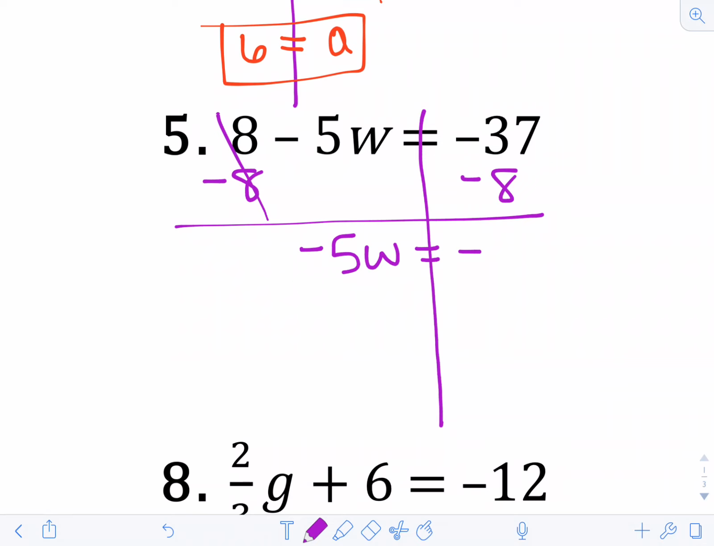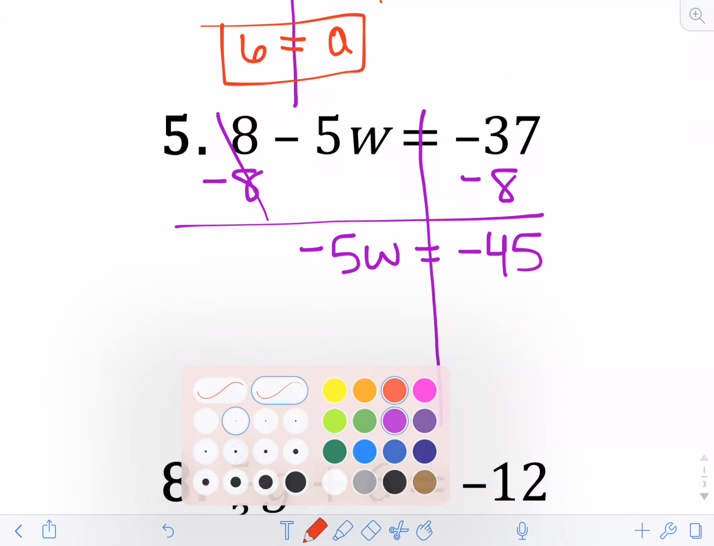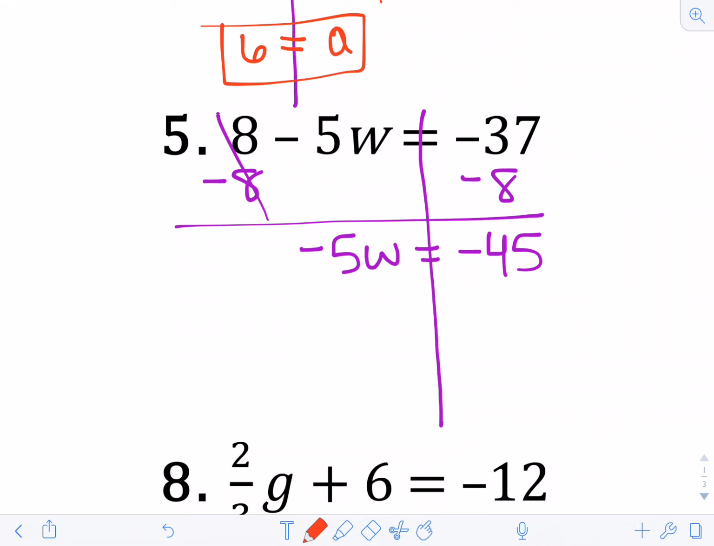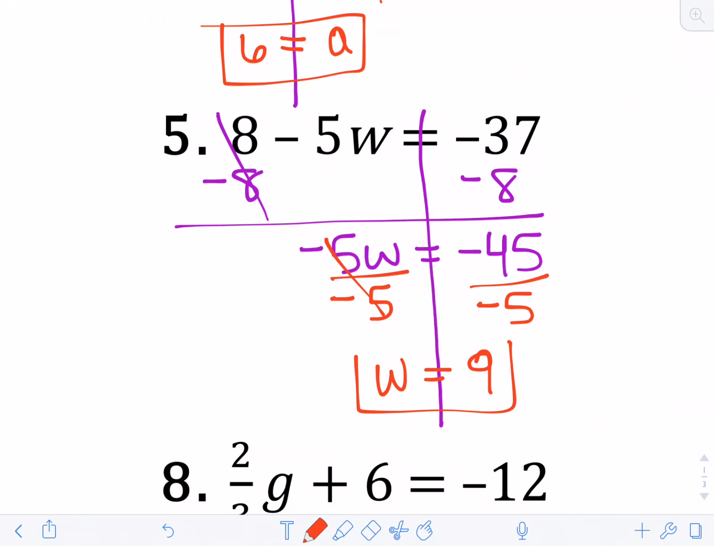and again I'm going to add these over here because they are the same sign. So I have these negatives I have to combine. 37 and 8 will give me negative 45. And the last thing I have to do is isolate my variable. So I've got to get that w all by itself. It says negative 5 times w, so opposite of multiplication is division. So I'm going to divide both sides by negative 5. So w is equal to negative divided by negative is positive. 45 divided by 5 is just 9. So w is equal to 9.